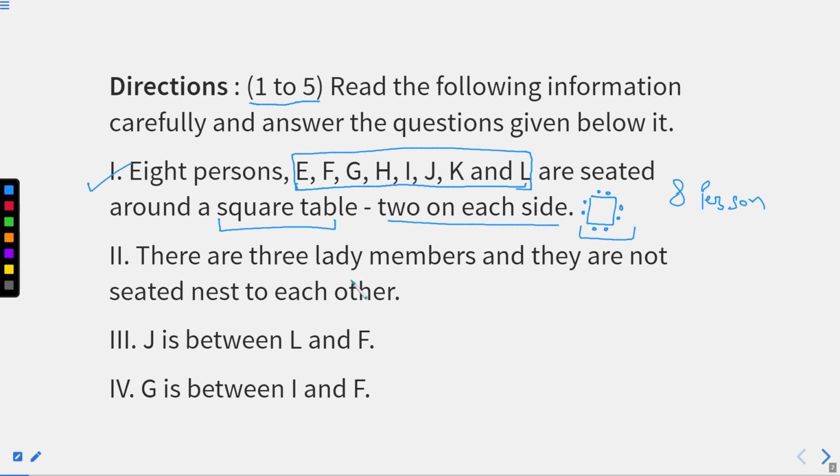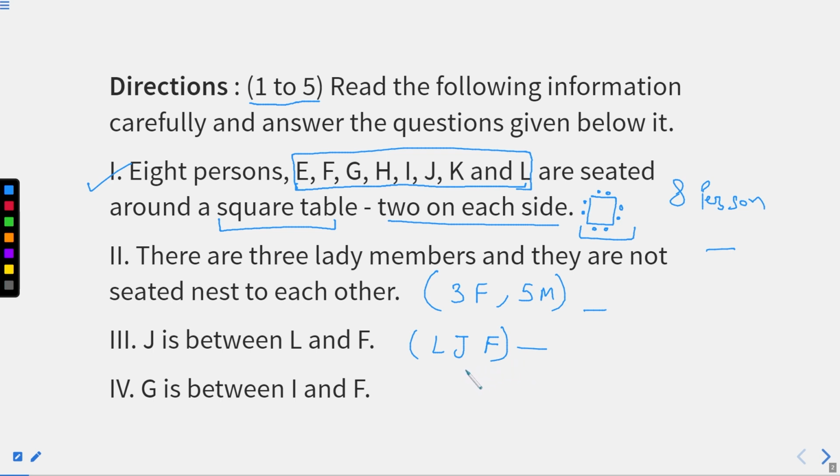Now we'll move to the second point. There are 3 lady members and they are not seated next to each other. So you can see that out of 8, 3 are female and 5 are male. This is the information that you get from point number 2. Now we'll move to the next point. The point says that J is between L and F. It means L and F, and in between we have J. I hope this part is also clear. So these are the constraints that are given, right? You have to follow all these things while answering the questions.